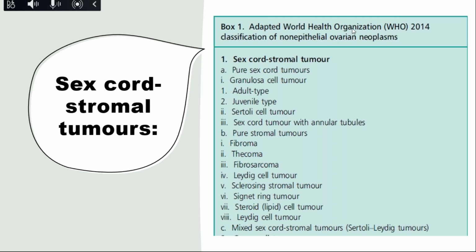Now come the sex cord-stromal tumors. According to the WHO 2014 classification, the sex cord-stromal tumors are pure sex cord tumors, pure stromal tumors, and also the mixed sex cord-stromal tumors. In these 3 types, there are various classifications. Mainly, you have to remember granulosa cell tumor, Sertoli cell tumor, fibroma, thecoma, Leydig cell tumor, and the mixed one is the Sertoli-Leydig cell tumor.